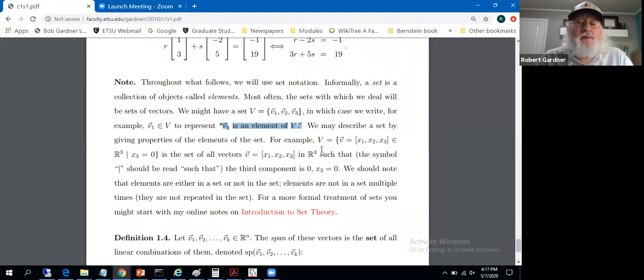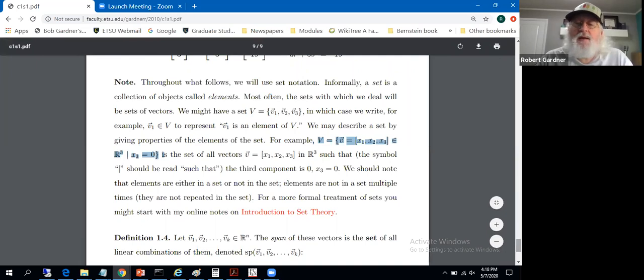We might describe sets by giving properties of the elements of that set. So what we're doing here is defining maybe a set of vectors V of the form x1, x2, x3, such that, this little vertical line means such that, x sub 3 equals 0. So here we're taking all vectors from R3, so all vectors with 3 components, such that x sub 3, the third component, equals 0. So here's a set theoretic way to describe a collection of vectors. It's a subset of the collection of all vectors in R3, those whose third component is 0, by the way.